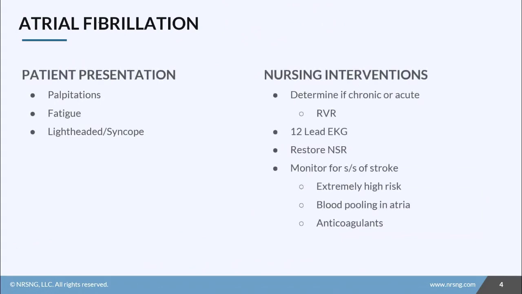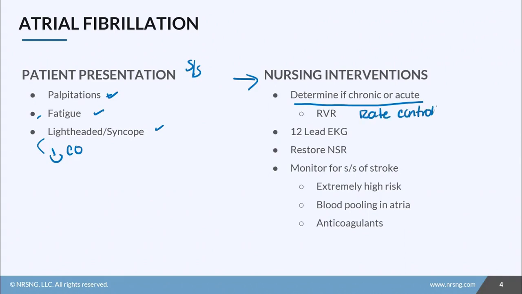Okay, so most patients with AFib, their main signs and symptoms are palpitations, fatigue, lightheadedness, and syncope. These are usually because of decreased cardiac output. This is because the heart rate is going so fast. So nursing interventions for AFib are to determine if it's chronic or acute. If I have a patient with chronic AFib, that's okay. Let's just continue to monitor them as long as their rate is controlled.